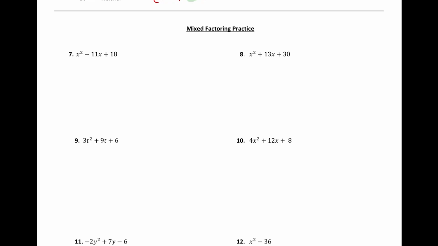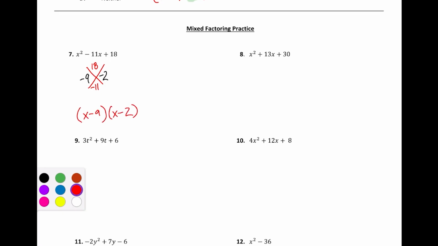So with number 7, the leading coefficient is 1, so we can just do a basic X here with 18 on top, negative 11 on the bottom. Two numbers that multiply to give me 18 but add up to negative 11 would be negative 9 and negative 2. So the two factors will be x minus 9 and x minus 2.